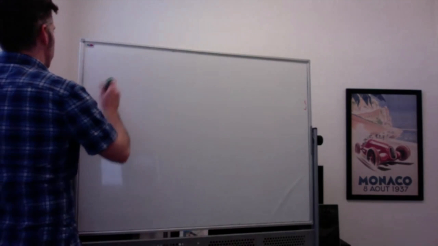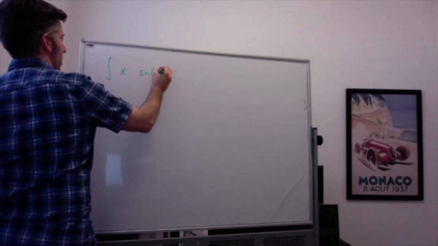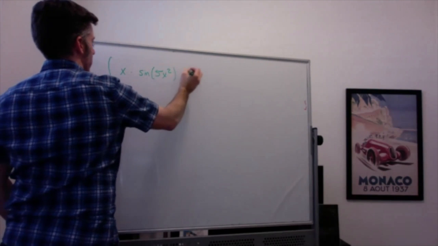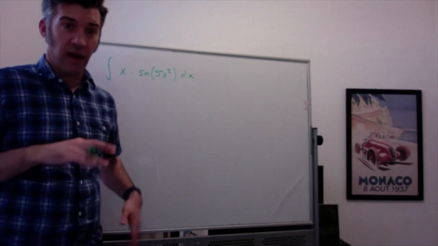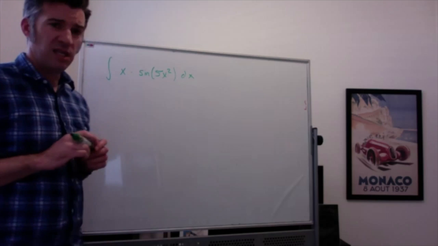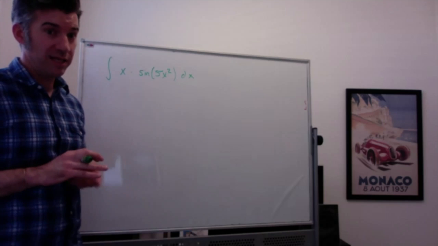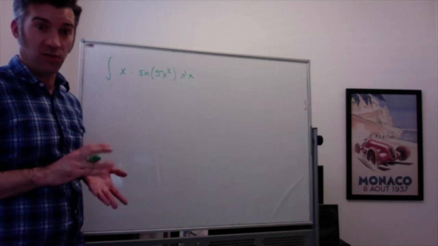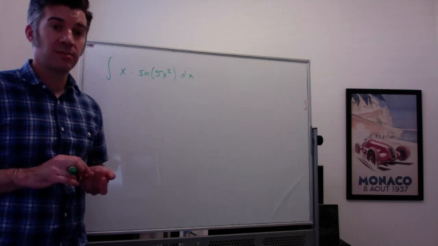What about something like this? The integral of x times sine of 5x squared. It's definitely a mixture. I've got algebraic and trigonometric things. Integration by parts? Well, no, wait. First I should ask, is there a u sub? Can I let something equal u that's going to work out nicely? It can.